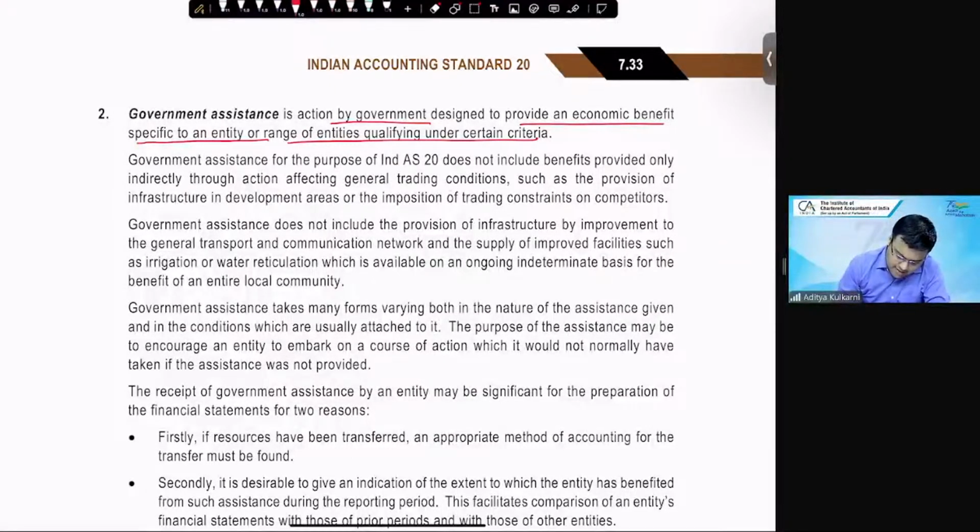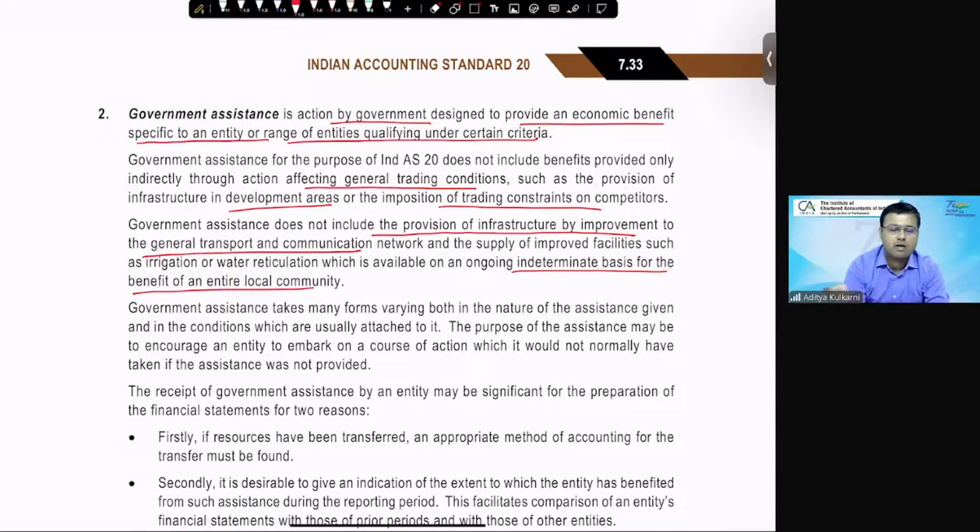So, government assistance does not include benefits provided only indirectly through action affecting general trading conditions, such as the provision of infrastructure or the imposition of trading constraints on competitors. It does not include provision of infrastructure by improvement to the general transport and communication network and the supply of improved facilities which is available on the ongoing indeterminate basis for the benefit of an entire local community.